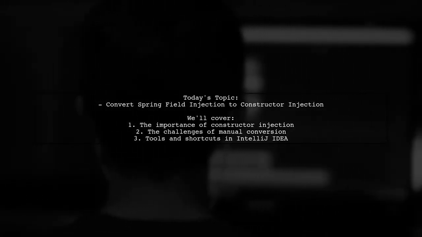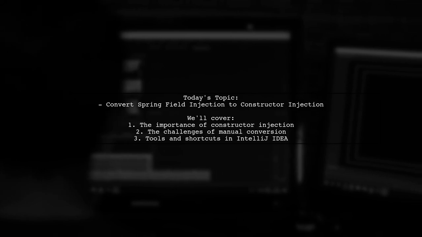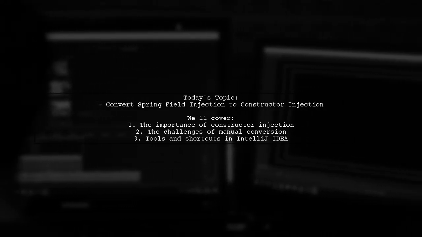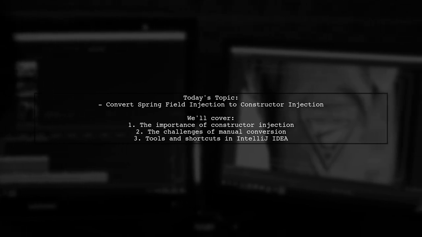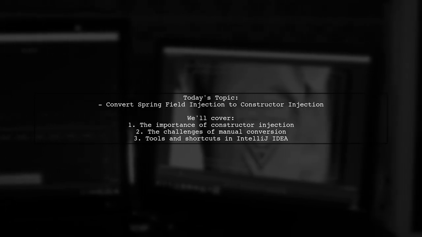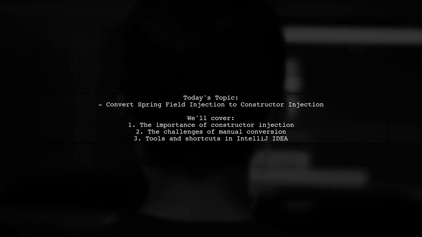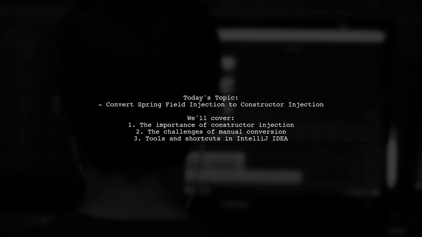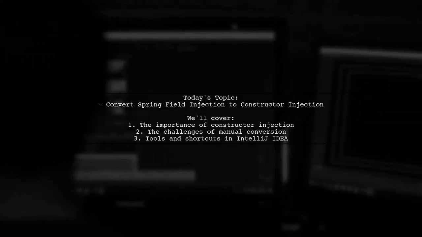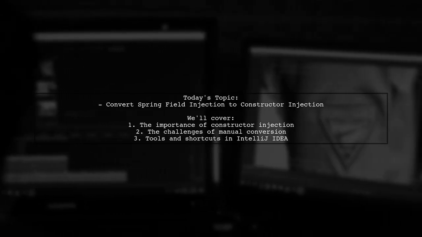Today, we're tackling a question that many Spring developers encounter: how to convert Spring Field Injection to Constructor Injection using IntelliJ IDEA. Our viewer is convinced that switching to Constructor Injection will not only improve code quality, but also make unit testing easier. They're looking for a utility that can automate this conversion, especially since manually changing numerous field-injected fields can be quite tedious. So let's explore how we can streamline this process.